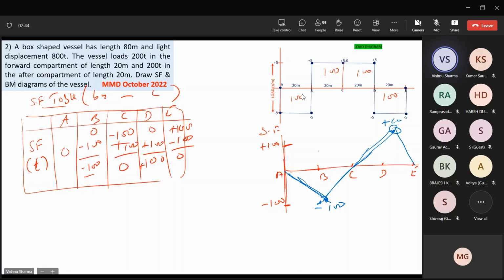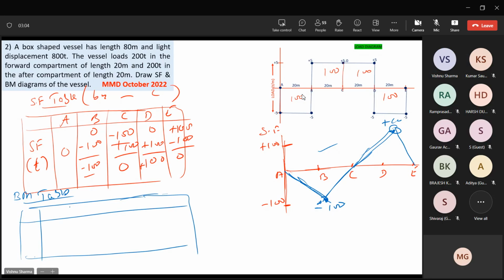Guys, is the SF diagram happy? Everybody's happy? It comprises of straight lines, right? Yes, sir. Okay. Then we make the BM table. We already have C point taken, so no new point required. C point is already under our consideration. 1, 2, 3, 4, 5. A, B, C, D, E. BM units will be ton meter.